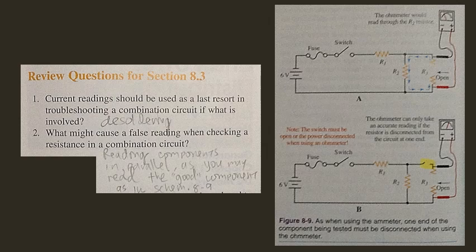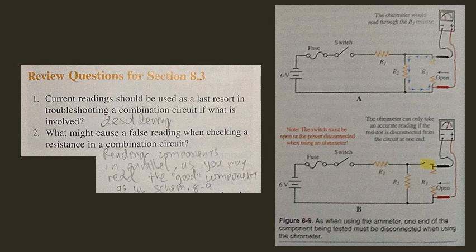Some more questions. Review questions for 8.3. Number 1, the current readings should be used as a last resort in troubleshooting a combination circuit if what needs to happen? And that is desoldering. Desoldering could damage components and complicate troubleshooting a system.